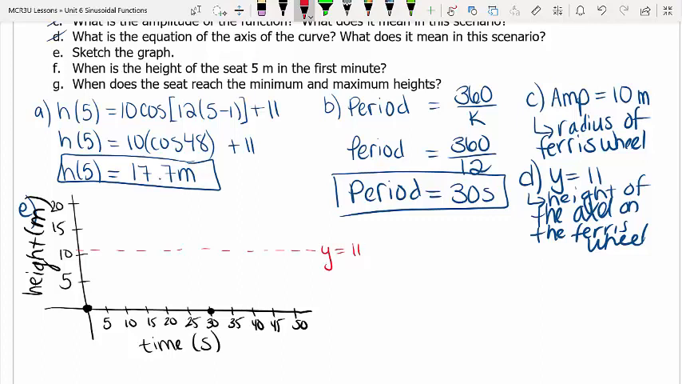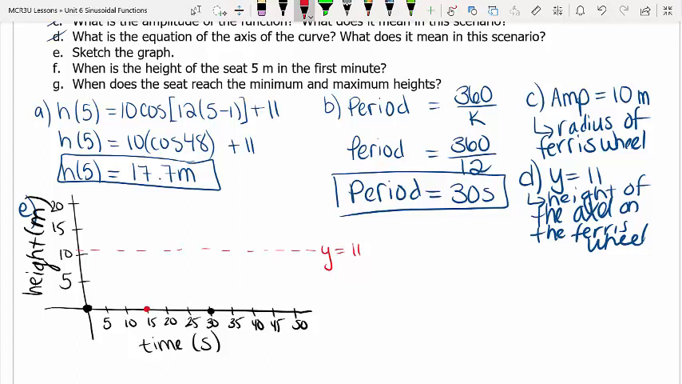We know that our maximum is going to happen halfway in between our two zeros. So we know that our maximum is going to be generated by the x value of 15. Okay, and then to figure out what that maximum value is, we can take our amplitude and add it to our axis of the curve.